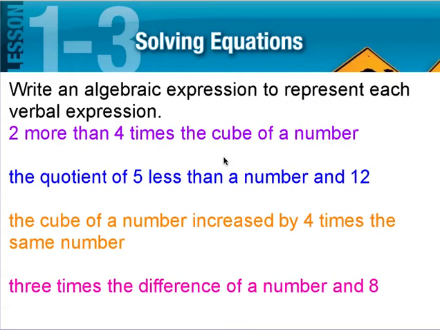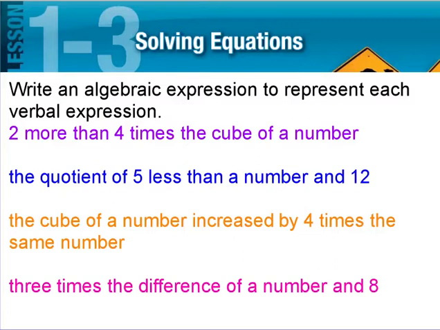Equations. So this should be review. It's not going to take us very long to go through this lesson. Let's go ahead and look up here on the board. It says write an algebraic expression to represent each verbal expression. So basically what we're doing is we're translating this to something with variables. So it says 2 more than 4 times the cube of a number.